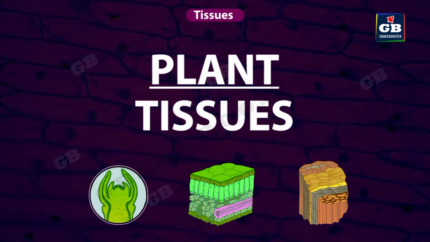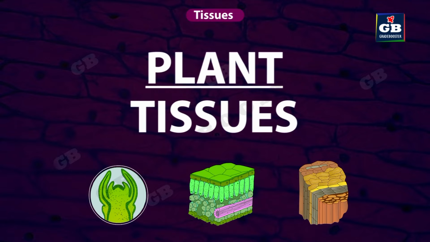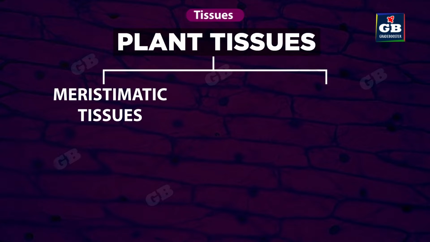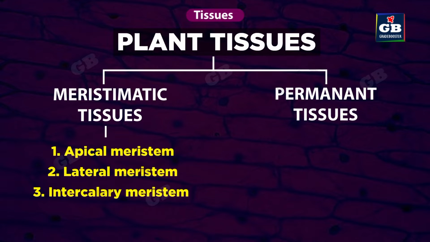Plant tissues. In this video, we will learn about plant tissues. Plant tissues are mainly divided into two groups. The first one is meristematic tissues and the second one is permanent tissues. Meristematic tissues are of three types: apical meristem, lateral meristem, and intercalary meristem.